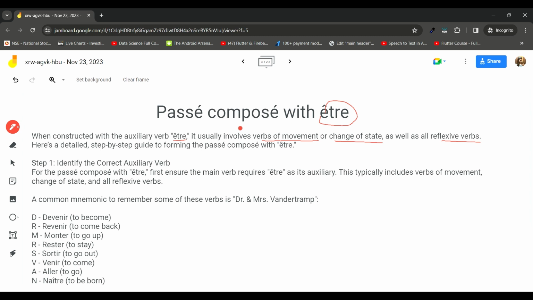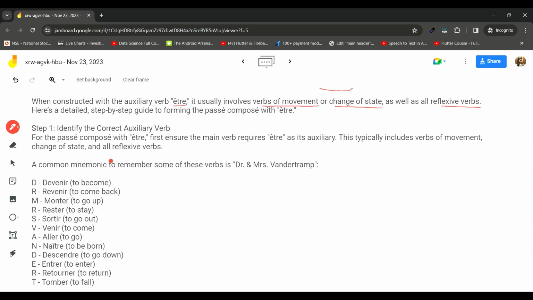It's the same as with avoir. You have your subject. Right, so first of all you need to identify the correct auxiliary verb. So for the passé composé with être, first ensure that the main verb, meaning the verb that you want to change into past, requires être as its auxiliary, because most of the verbs are conjugated with avoir. This typically contains verbs of movement, change of state, and all reflexive verbs.